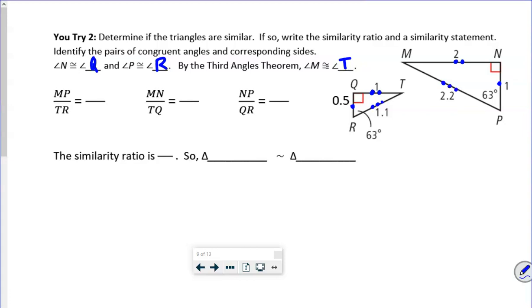Now again, notice I'm doing these dots. They just help me relate the sides to each other. Smallest, middle, largest, okay? So now we've got MP over TR.